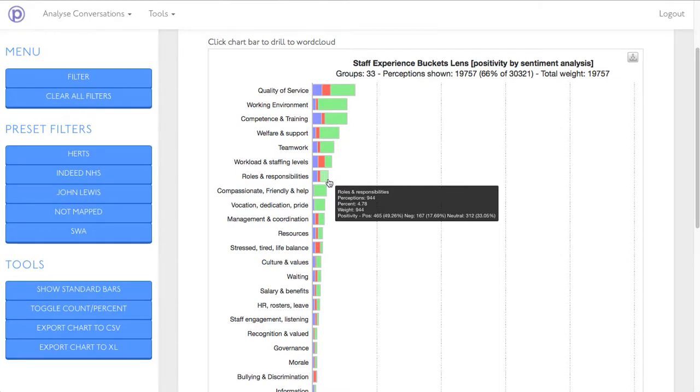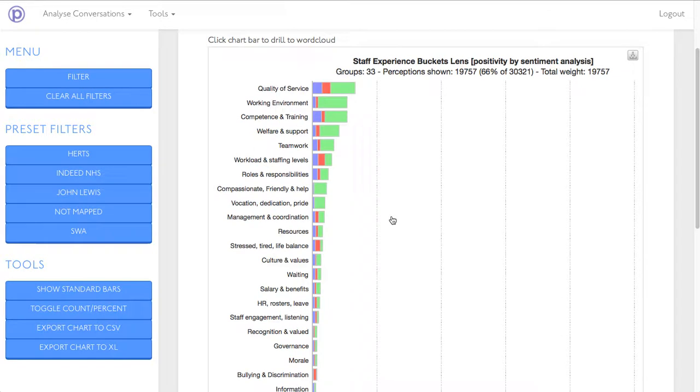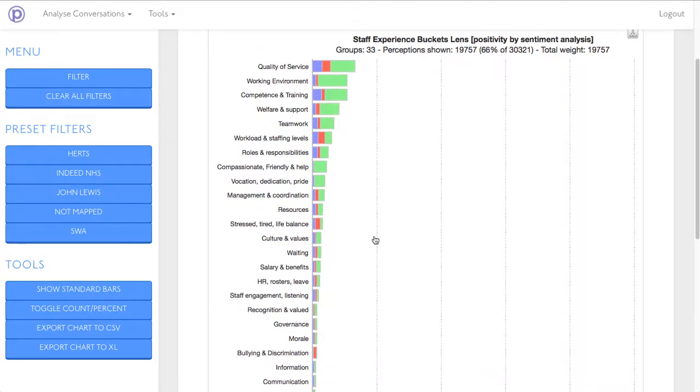Vocation, dedication and pride. This is about, do I love my job? Do I really love my job? Am I dedicated to it? Is there a lot of pride in my job? Do I really love coming to work? All that sort of stuff. Does it give me that extra meaning in life, really? Management and coordination. This is all about any comments to do with the management of the organisation and how it runs.